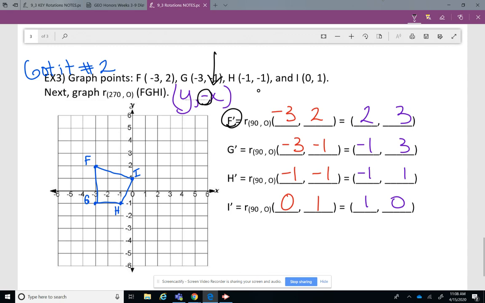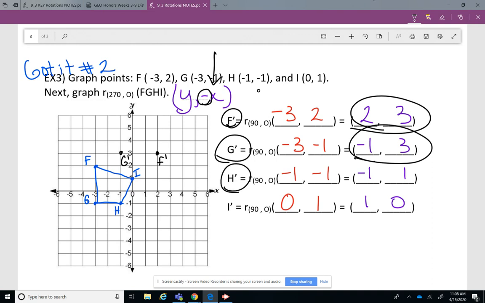All right, those are my points I'm going to go plot now. So for F prime, I'm plotting 2, 3. For G prime, I'm doing negative 1, 3. For H prime, I'm doing negative 1, 1. And for I prime, excuse me, I'm doing 1, 0. All right, connect your dots.